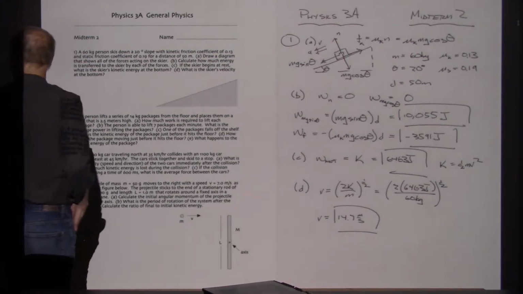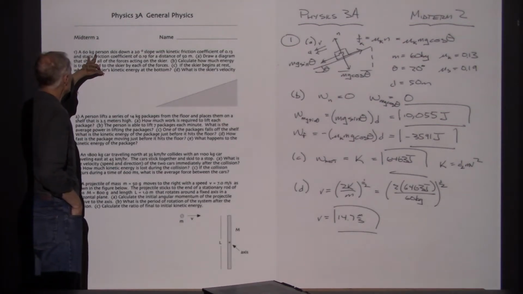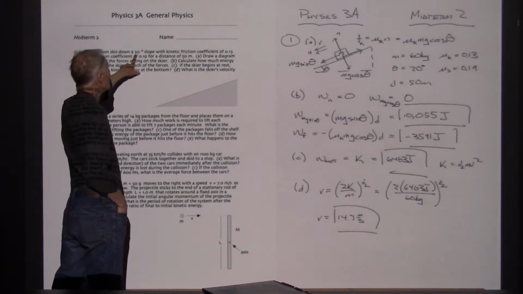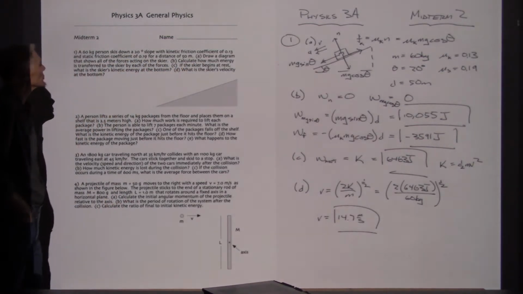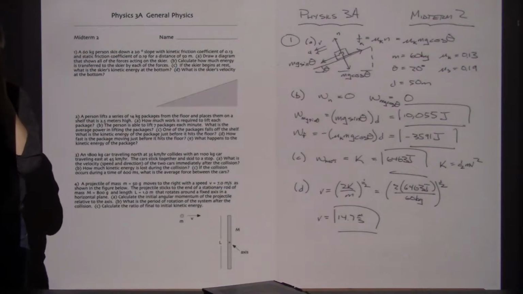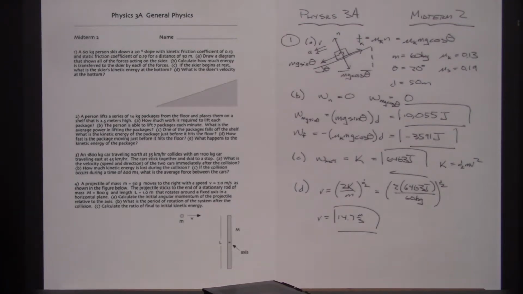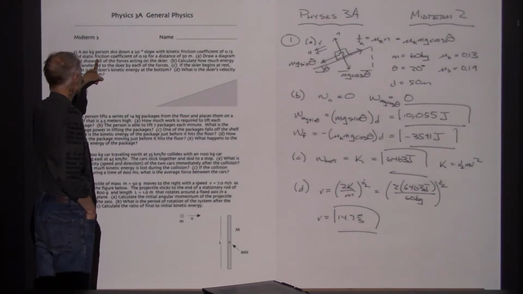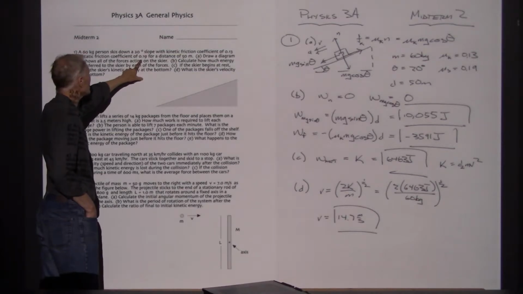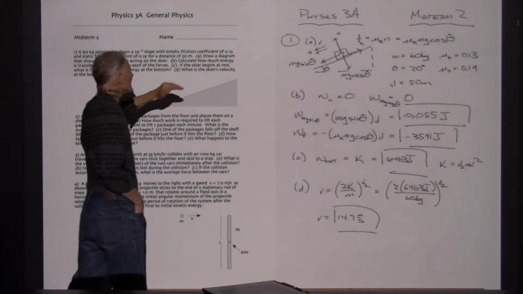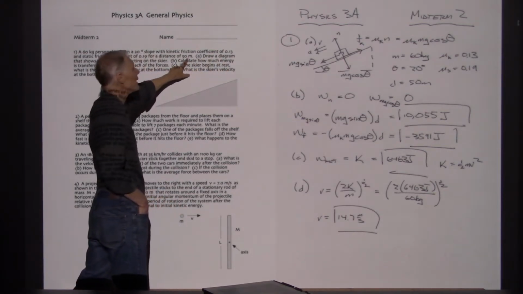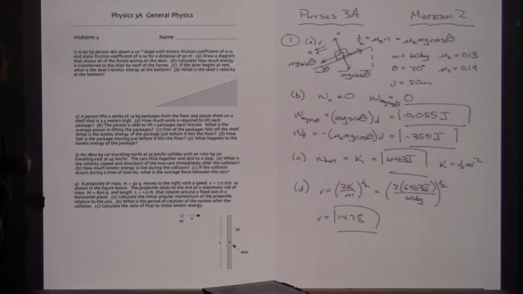So the first problem says we have a 60 kilogram person skiing down a 20-degree slope. That's a pretty steep slope. The coefficient of kinetic friction is 0.13. So that's the one that's relevant. The skier is sliding, not static. But there is a static friction coefficient here, 0.19. But the skier's moving, so it seems like probably this is the one we use. And then we're going to let the skier come down a distance of 50 meters.